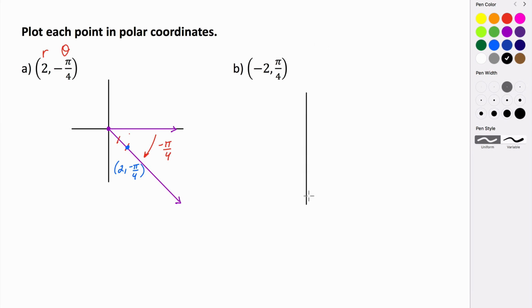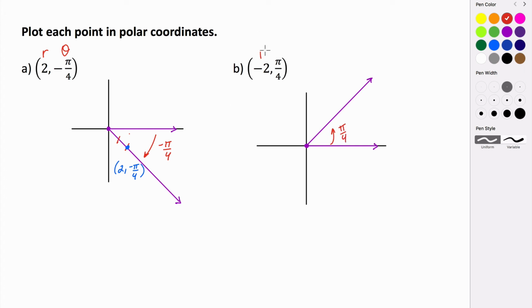So again, draw a coordinate plane, or draw the axes. Plot our pole and our polar axis here. And now we need to draw our angle of pi over 4. So pi over 4, that's going to be in the first quadrant here. So here's pi over 4. This measure is pi over 4.